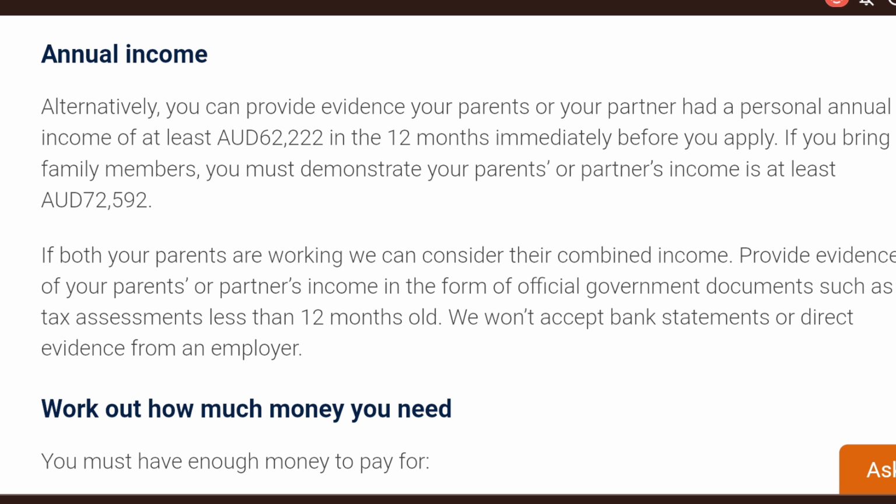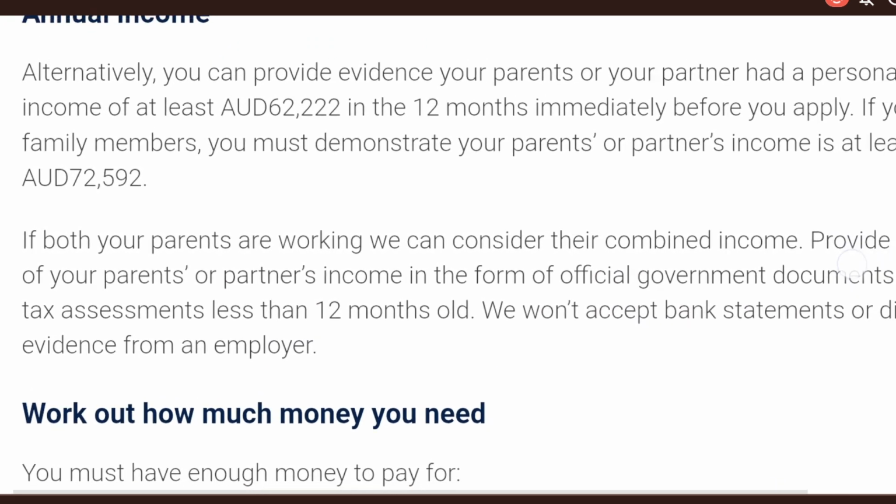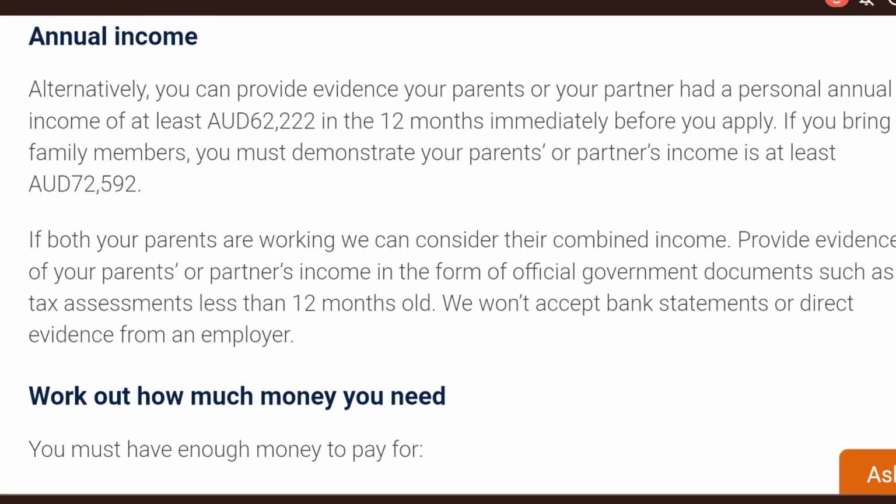62,222 Australian dollars in the last 12 months. It might be that the job the person is doing or the business the person is doing is fetching the person 62,222 Australian dollars. It doesn't mean that you have this money in the account. It only means that you earned this money in the last 12 months.